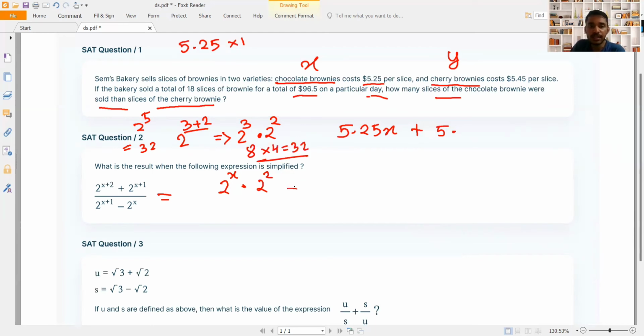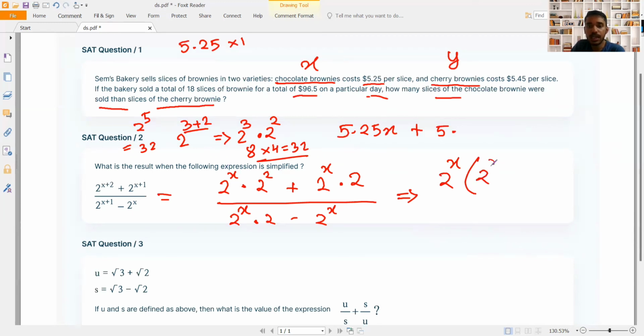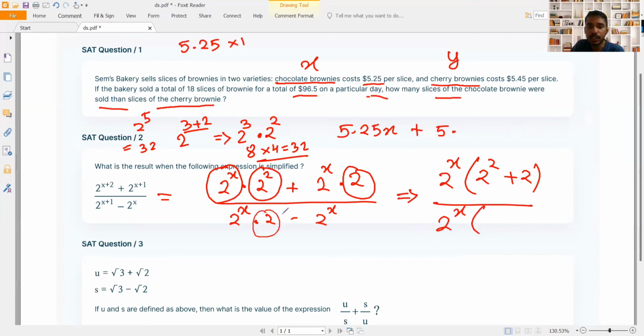Okay, so I'm writing this as 2 to the power x times 2 squared, divided by 2 to the power x times 2 minus 2 to the power x. You can easily see that 2 to the power x is common in the numerator. So in brackets, I would get 2 square plus 2. If I take 2 to the power x common, what's remaining here? 2 square, and what's remaining here? 2. Similarly, from the denominator also, 2 to the power x is common. I'll get 2 minus 1, because there is nothing in multiplication with the second term.